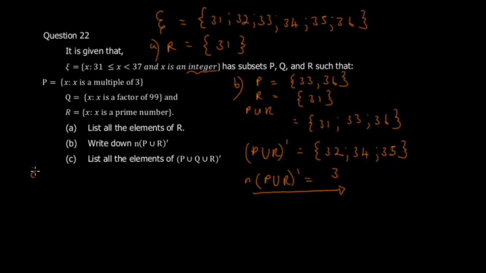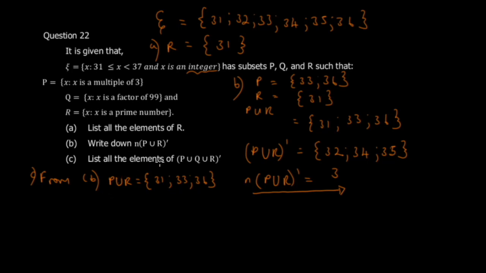So part C, because you're uniting the sets first, we are checking it in steps again, just like what we did for B. We have P union R equal to, so don't write P U R, this is my mistake, write P union R like this, it's different than a U. So P union R equal to 31, 33, 36.